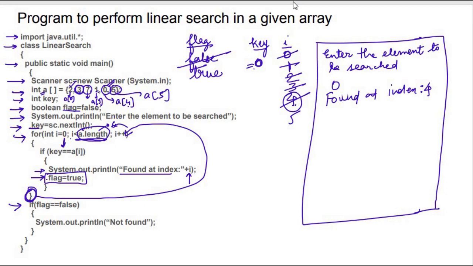And then it comes out of the for block finally, and what is written? If flag is equal to false. Is flag false right now? No, right now flag is not false because the element has been found.